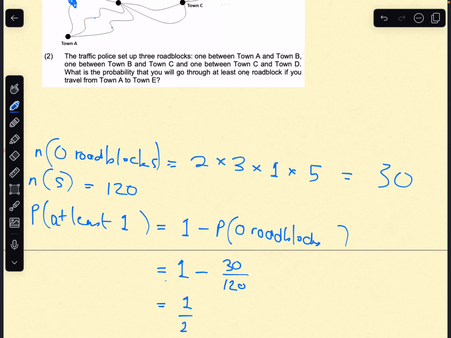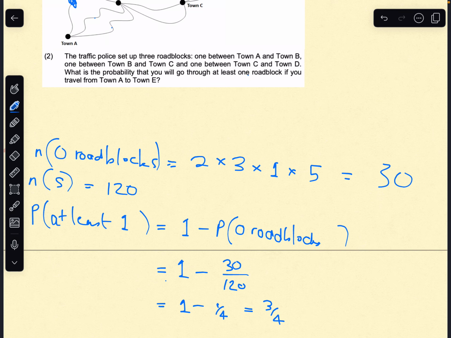So that'll be 1 minus 30 over 120, which is the same as a quarter. So this will be 1 minus a quarter, which will be equal to 3/4. So the probability of encountering at least one roadblock is actually more significant than I had calculated before. There's a 75% chance that you're going to encounter at least one roadblock on your travels from A to E.